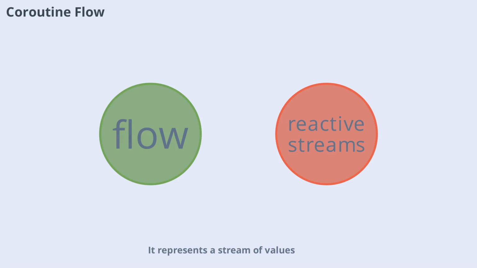It represents a stream of values that are emitted asynchronously and sequentially. Flow combines the benefits of coroutines with reactive streams, making it ideal for handling data streams in modern apps.